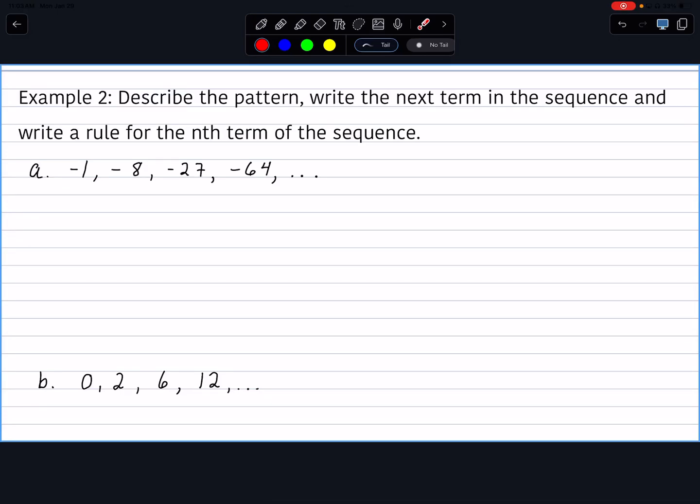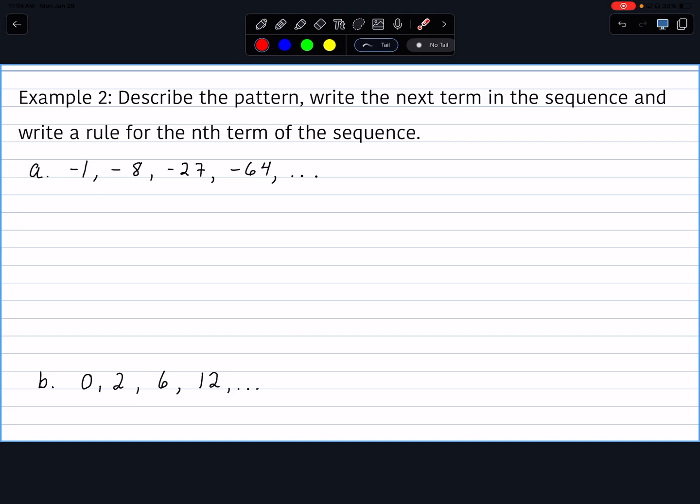Okay, so for this one, we are given the first four terms of a sequence, and our job is to figure out the next term in the sequence. So one of the things that we tend to do, just some thoughts as you're going through these, because they do get difficult.